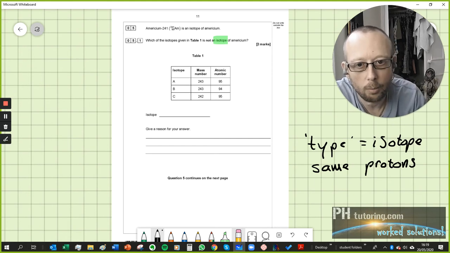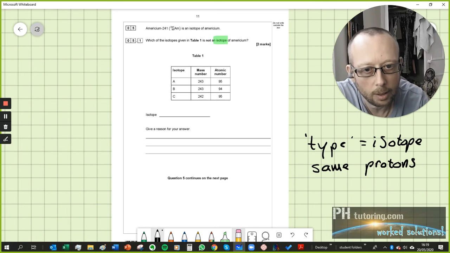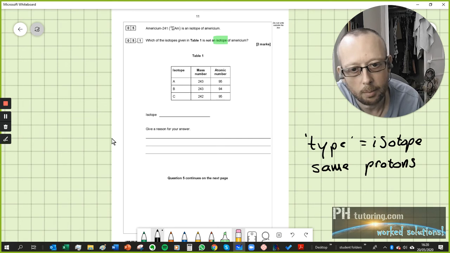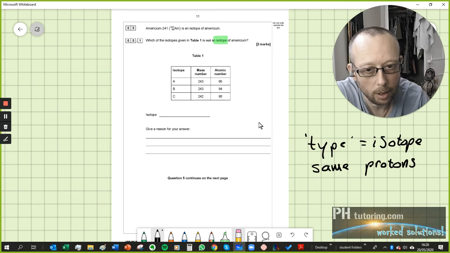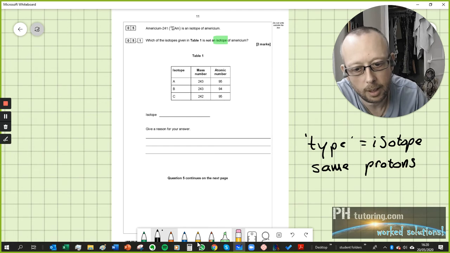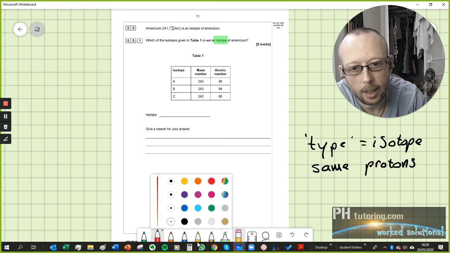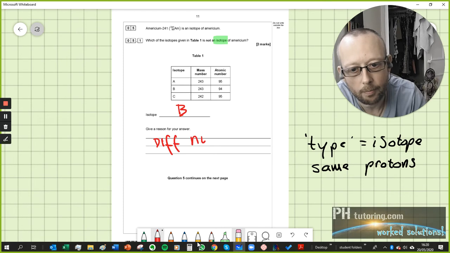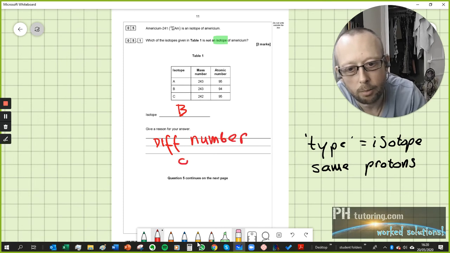Now if there are 3 up there, and they said one of them is not an isotope of americium, which means the other 2 must be isotopes. And so you just need to find the 2 with the same atomic number. That's the top and the middle one, and so the one in between is not an isotope of americium. It's an isotope of something else, but not americium. So the answer is B, and the reason is different number of protons.